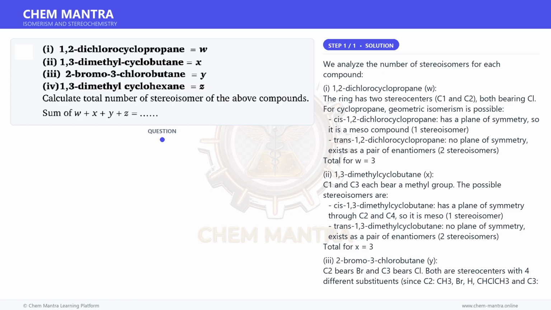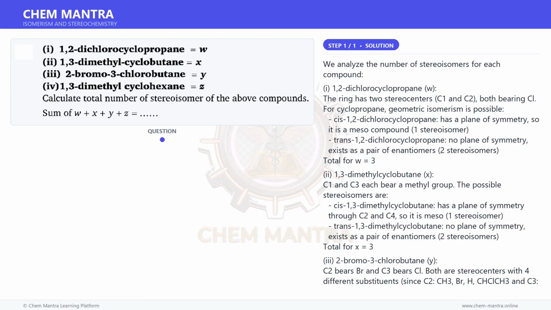2. 1,3-dimethylcyclobutane, X. C1 and C3 each bear a methyl group. The possible stereoisomers are: cis-1,3-dimethylcyclobutane has a plane of symmetry through C2 and C4, so it is meso, 1 stereoisomer. Trans-1,3-dimethylcyclobutane, no plane of symmetry, exists as a pair of enantiomers, 2 stereoisomers. Total for X is equal to 3.